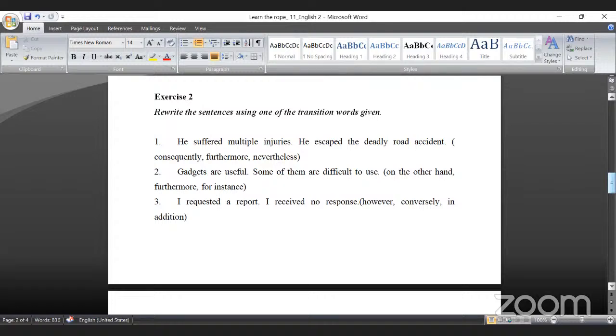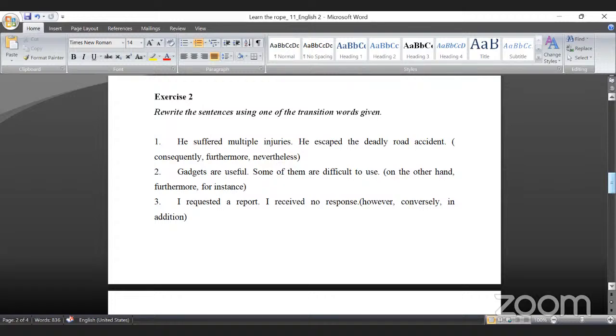Nevertheless. Nevertheless, let's see. So how will you rewrite the sentence? Tell me the sentence using this transition word, the complete sentence.